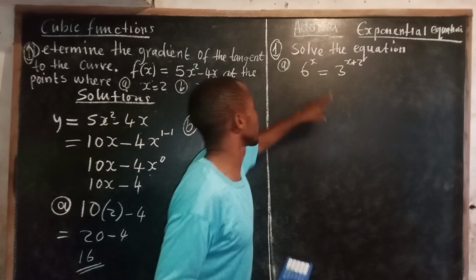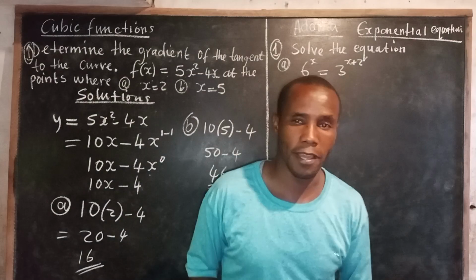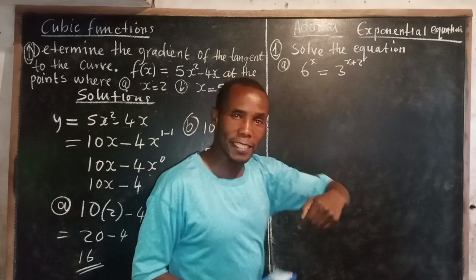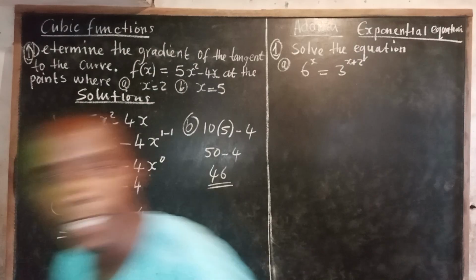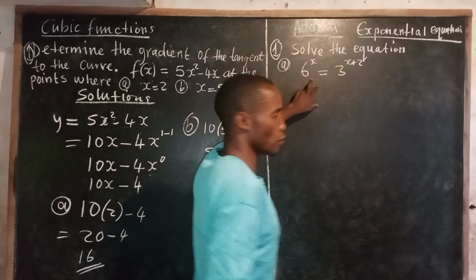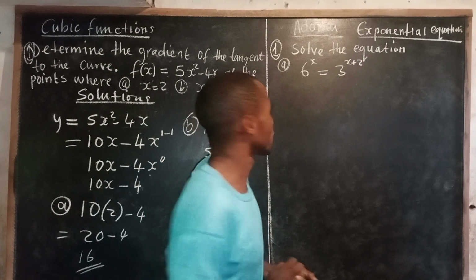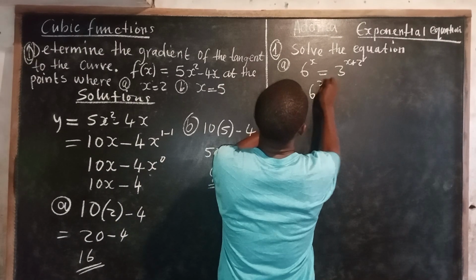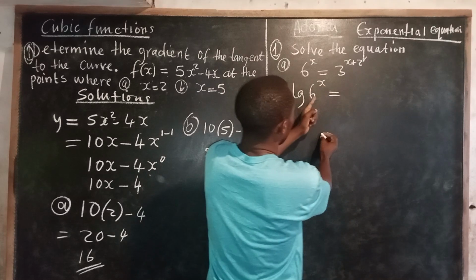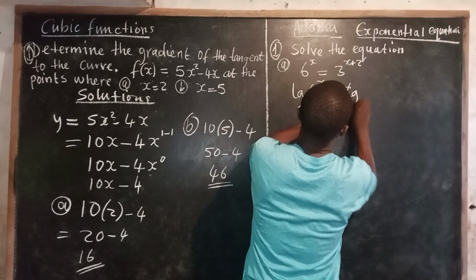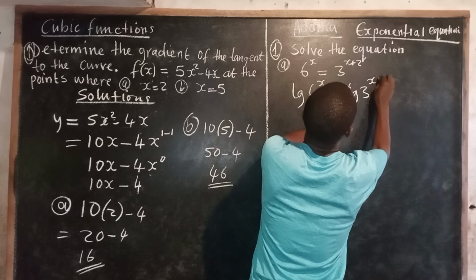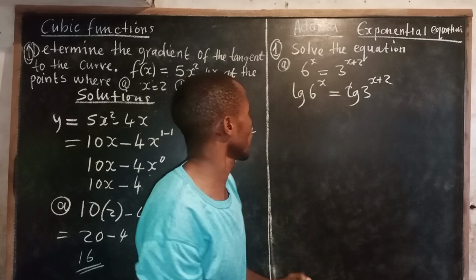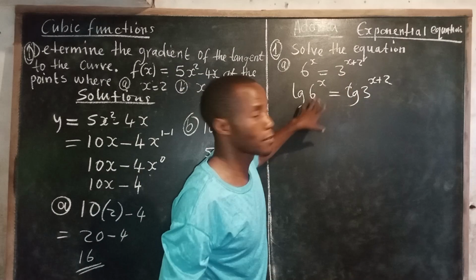So if you can't do that, what are we supposed to apply there? We are going to introduce logs, base 10. That is the one we are going to introduce for us to proceed. So from there, we say log base 10 of 6 to the power x is equal to log of 3 to the power x plus 2. Here I've just introduced the logs; otherwise, the expressions are just the same.